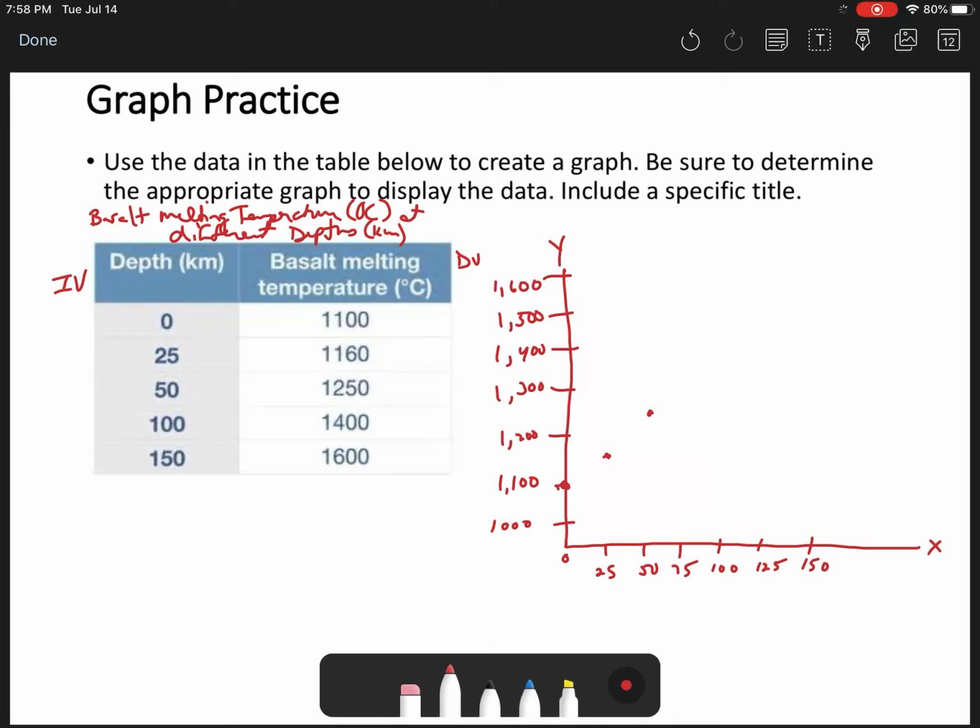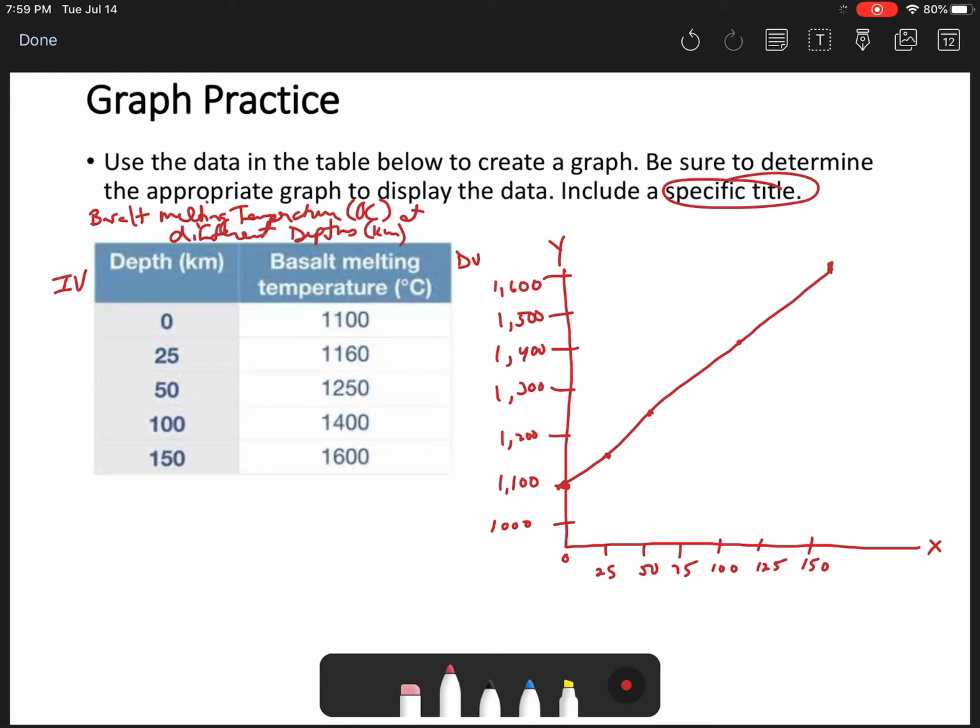And at 100, notice I don't have any data point at 75. I'm going over to 100. It's at 1400. And at 150, it's at 1600 up here. And then I would just connect the points with lines like that. Okay, am I done?